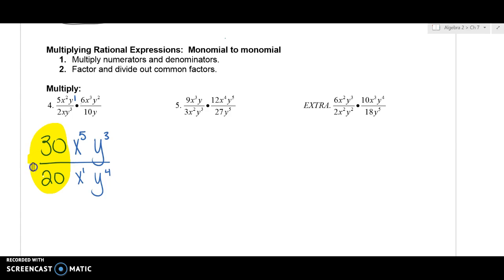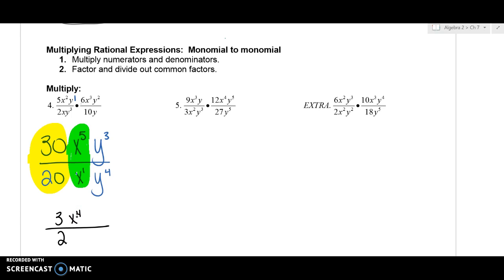The fraction 30 over 20. How do we simplify the fraction 30 over 20? 3 over 2. Next, x to the fifth over x to the first. There is one factor of x in the bottom. There are 5 factors of x on the top. So this one factor on the bottom is going to cancel out one of these from the top, leaving how many left on the top? 4. So we will have x to the fourth on the top.